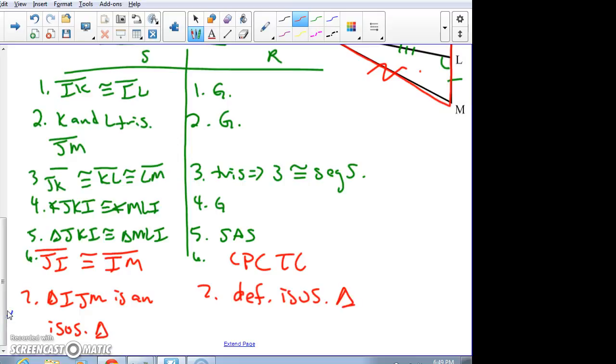Cool. So that's it for now. Pretty easy section here, which is nice, a nice breather after that 3.5.